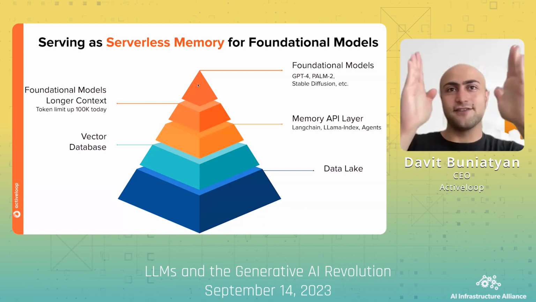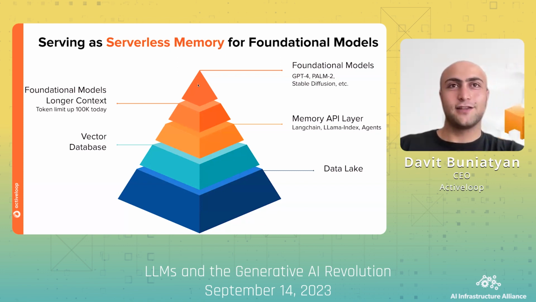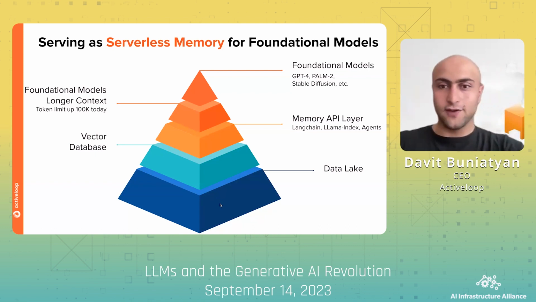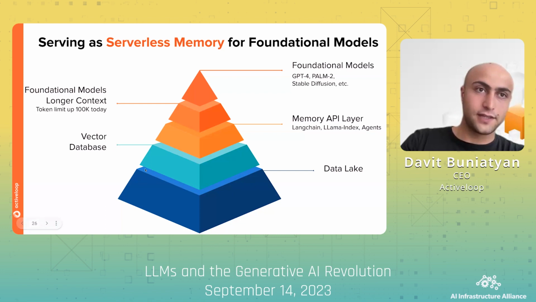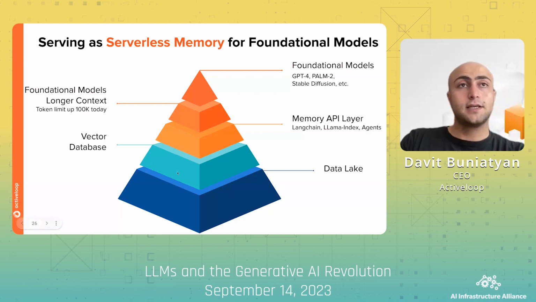In our case here, you have a smaller context large language model. You have a larger context large language model. You have this memory API layer, which is LangChain, LlamaIndex, and the agents that operate on top of the vector databases, and they sit on top of the data lake, which is used in turn to train or fine-tune your large language models. So that's where Activeloop is actively, without pun, solving the problems of data management for generative AI applications.